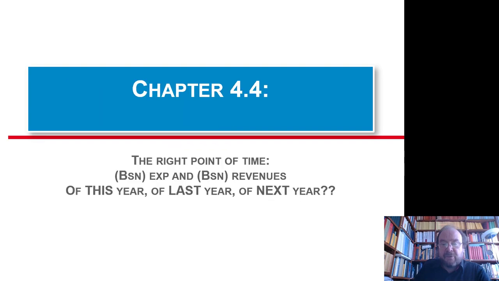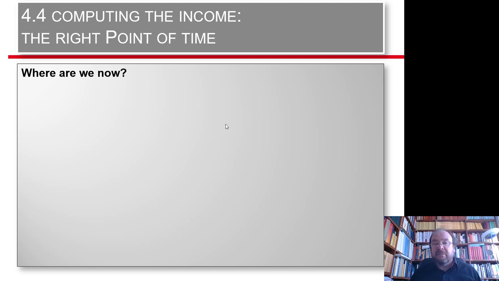Now it's chapter 4.4, and this deals with the right point of time for business expenses and business revenues, or for simple expenses and simple revenues. The question is, do such things belong to last year, to this year, or to the next year? Because naturally, when you want to assess your profit or your surplus of income properly, then you must know to which year's tax declaration these things belong. Otherwise, the result would be rather arbitrary.